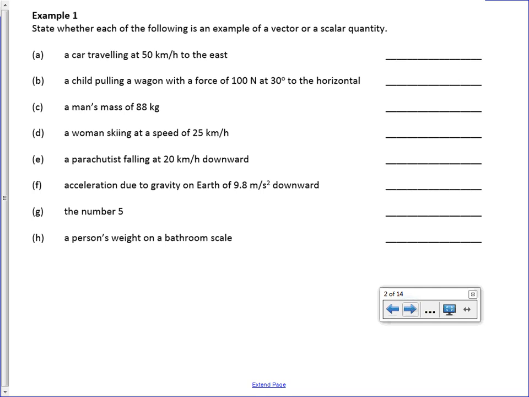Here is a list of 8 different quantities, and we're going to classify them as either scalars or vectors using the definition I just gave. I'm going to give you 30 seconds. Go through this list and see which ones you think are scalars and which ones are vectors. Remember, scalars are magnitude only. Vectors have a magnitude and a direction. While you do that, I'm going to take attendance.